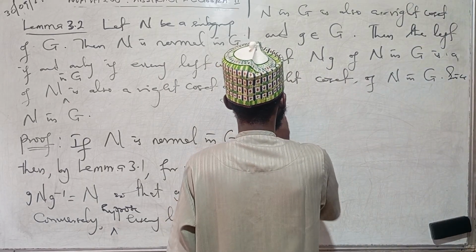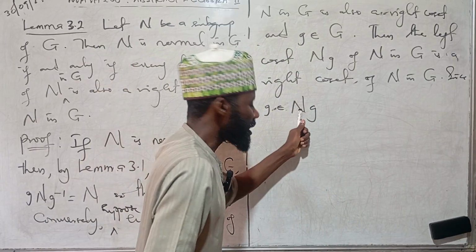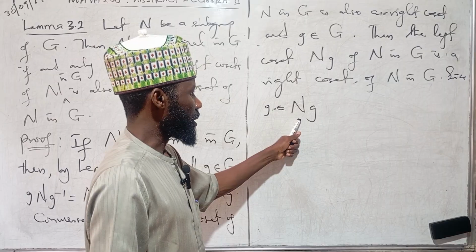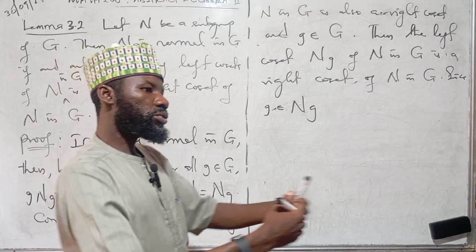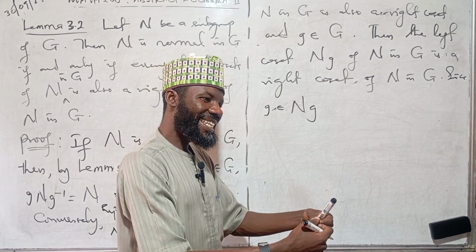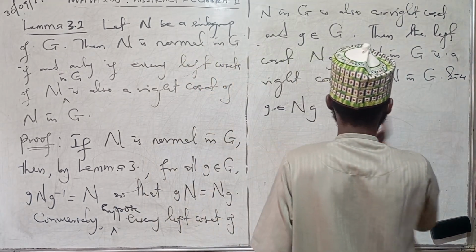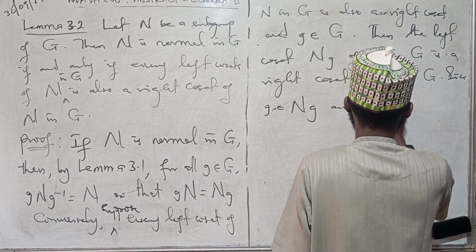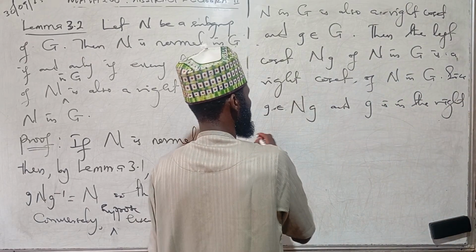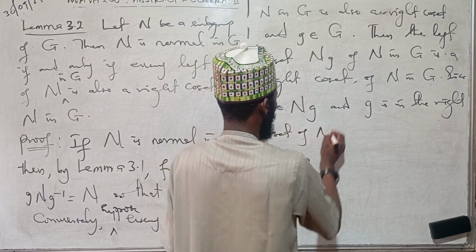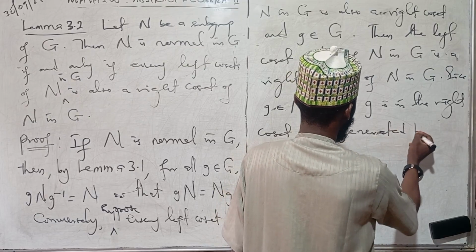Are you following? Okay. So since g is an element in the coset it generates, and we say this coset is a right coset, and g we know also belongs to the right coset it generates. So you cannot have two distinct right cosets containing a particular element. And g is in the right coset of N generated by it.